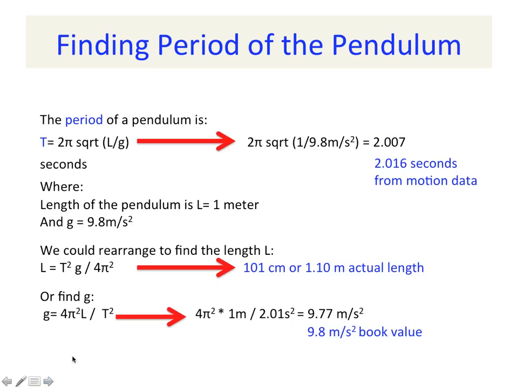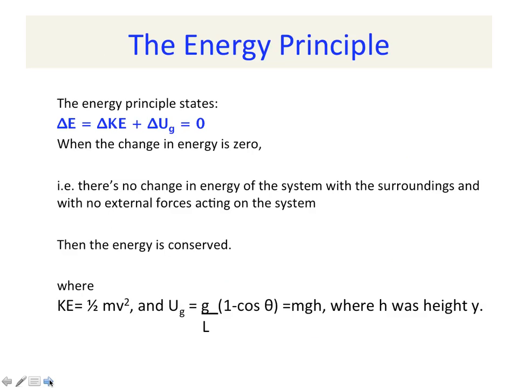We calculated the period of the pendulum. We came up with 2.016 seconds versus 2.007. So we plugged our value back in, and it determined that our length was 101 centimeters versus 100 centimeters. We would arrive at a value of g using that length of 9.77 meters per second squared, versus a book value of 9.8 meters per second squared.